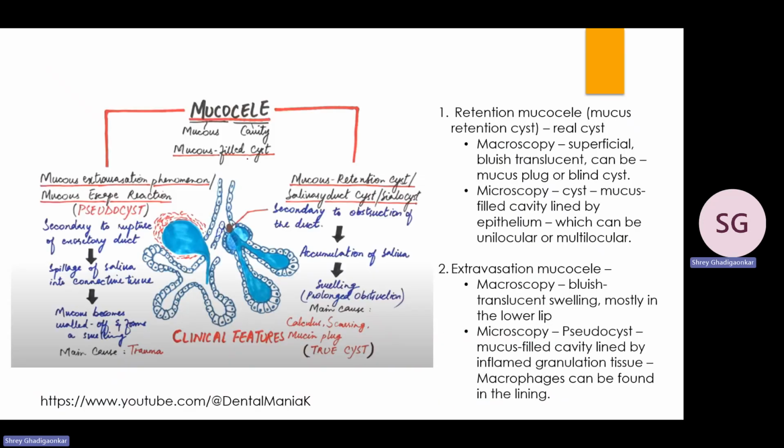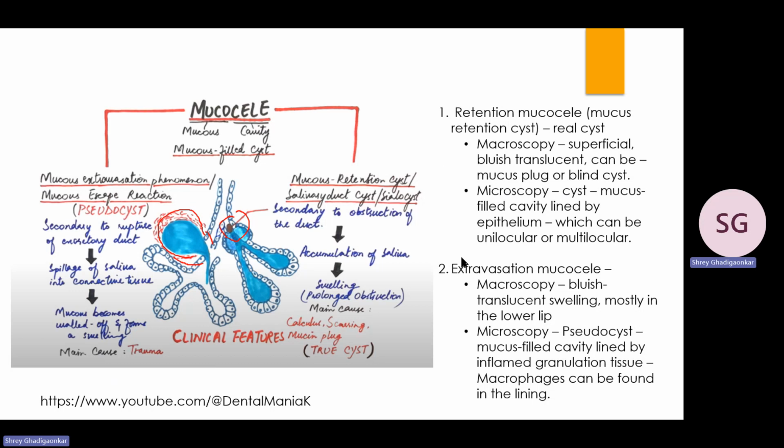This is a nice picture that I've got from the YouTube channel Dental Mania, and it basically allows you to see the actual issue with the two different types of cysts. On the right side, we have a mucus retention cyst because there's an obstruction in this region. And on the left side, we have the extravasation cyst. As you can see, there's actually a rupture of the duct, and you have extravasation of the saliva.